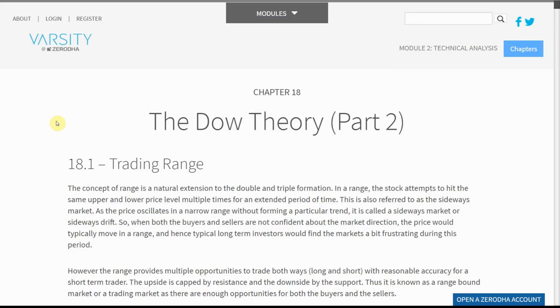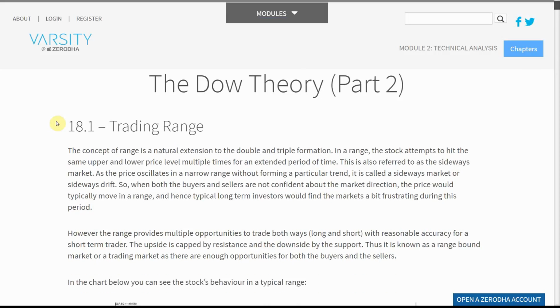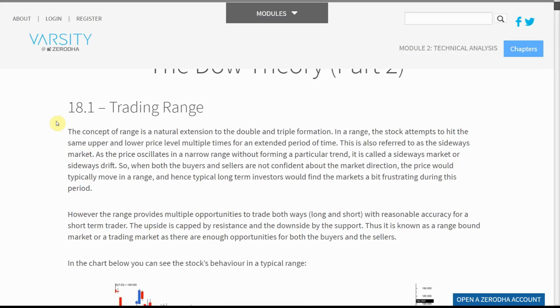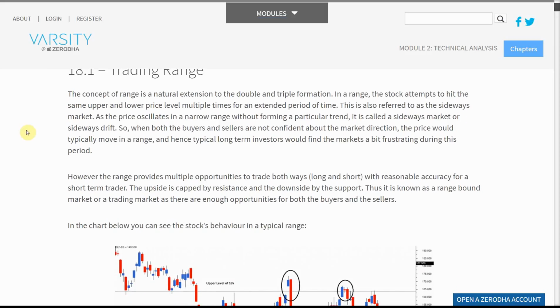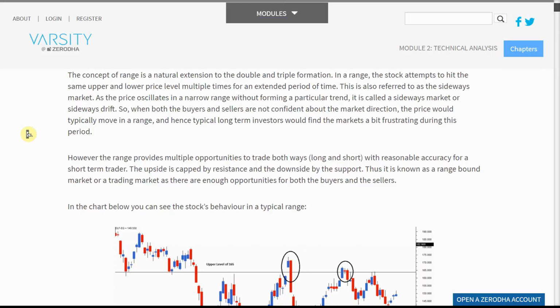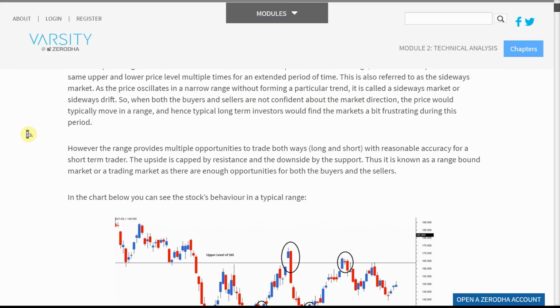The Dow Theory, Part 2. 18.1 Trading Range. The concept of range is a natural extension to the double and triple formation. In a range, the stock attempts to hit the same upper and lower price level multiple times for an extended period of time. This is also referred to as the sideways market, as the price oscillates in a narrow range without forming a particular trend.